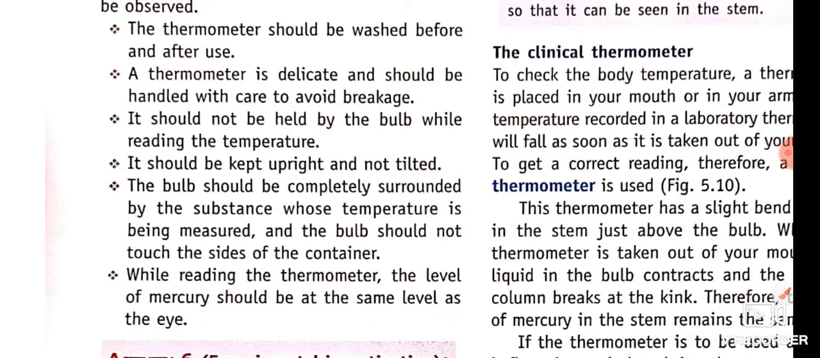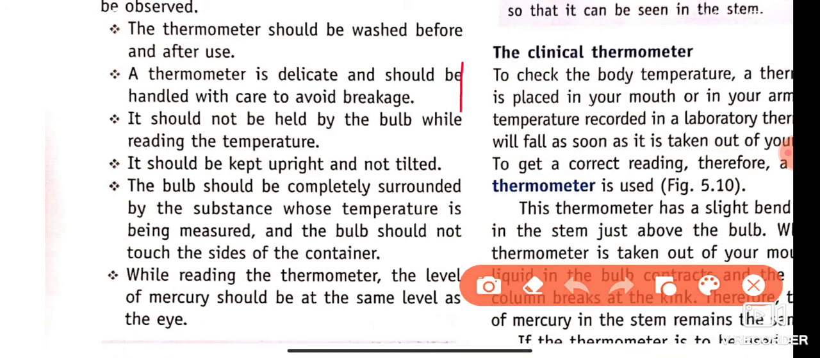The bulb should be completely surrounded by the substance whose temperature is being measured, and the bulb should not touch the sides of the container. Suppose this is a beaker with water in it and we need to measure the temperature of the water. Then we hold the thermometer in a straight position and do not touch the beaker. We only need to measure the temperature of the water, so the bulb is present only in the water.